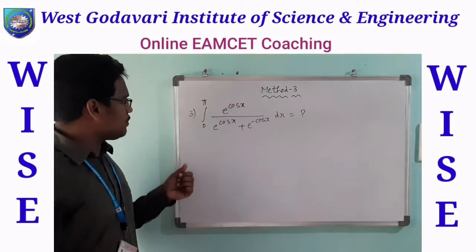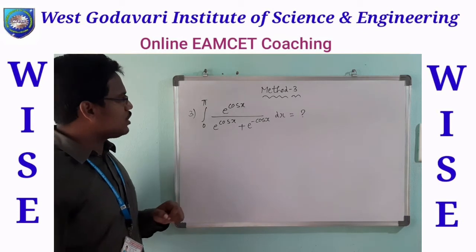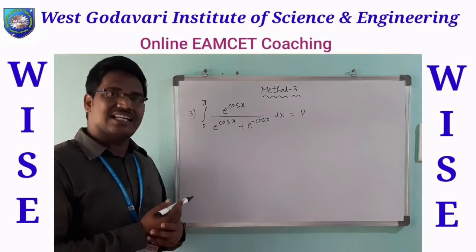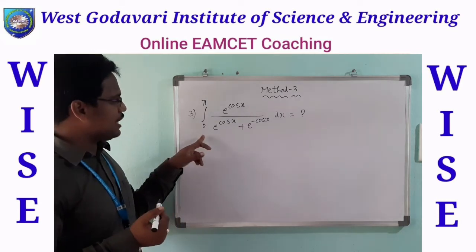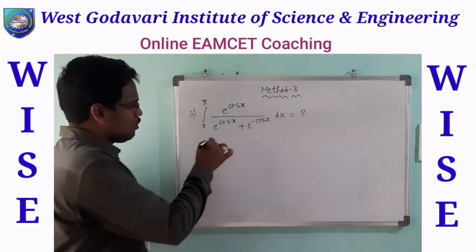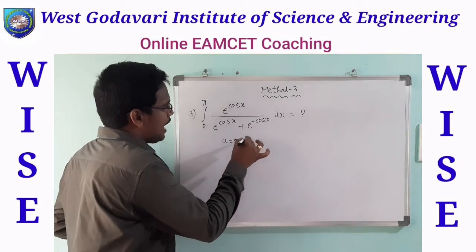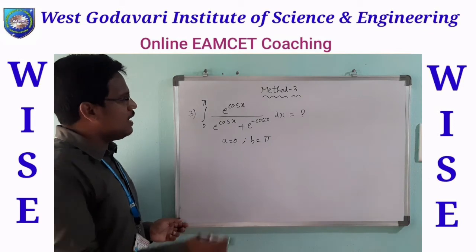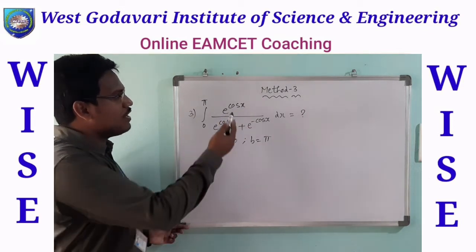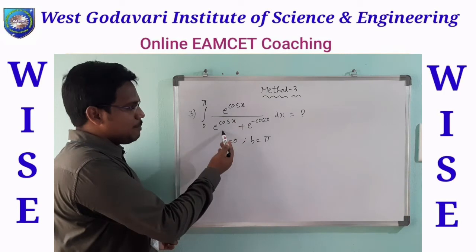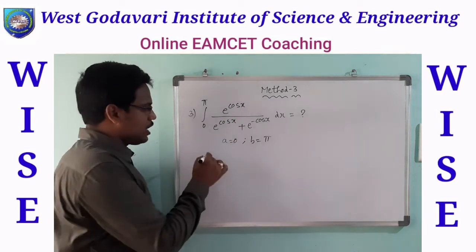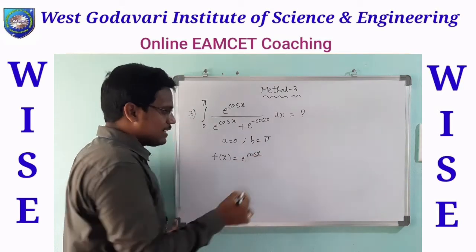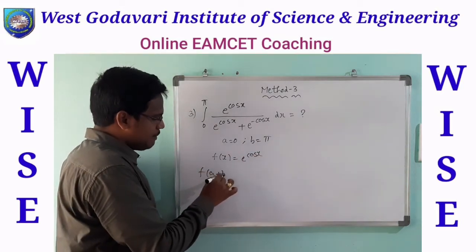So this is our third problem, that is integral 0 to pi e power cos x by e power cos x plus e power minus cos x dx. So this is a definite integration with lower limit a equal to 0 and upper limit b equal to pi. Now the function f of x becomes e power cos x, because e power cos x is the numerator term and e power cos x is also in the denominator term, then f of x is equal to e power cos x. Now let us check f of a plus b minus x.